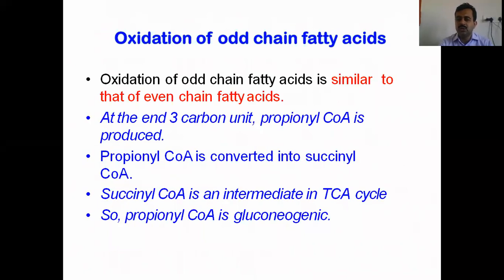Oxidation of odd chain fatty acids. Oxidation of odd chain fatty acids is similar to that of even chain fatty acids. At the end, a 3 carbon unit, propionyl coenzyme A, is produced. Propionyl coenzyme A is converted into succinyl coenzyme A. Succinyl coenzyme A is an intermediate in the TCA cycle. So propionyl coenzyme A is gluconeogenic.